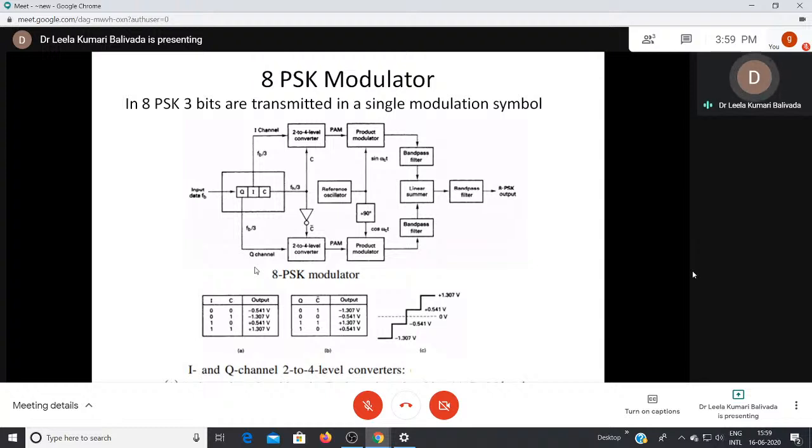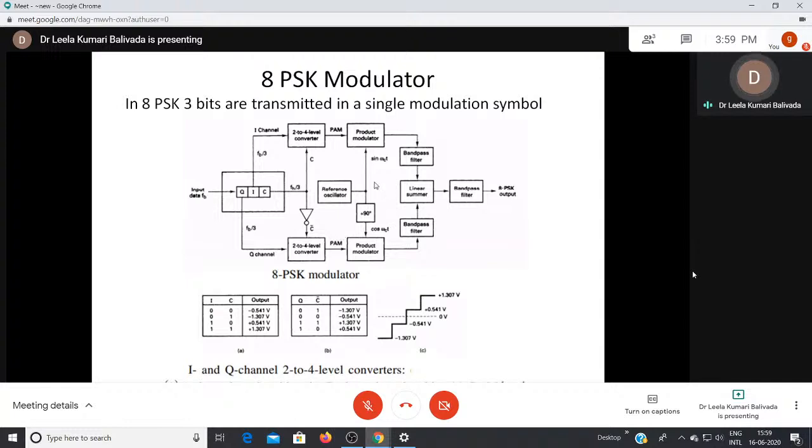So 3 bits means there exist 8 levels. These 3 bits are represented as 8 possible conditions: 0 0 0, 0 0 1, 0 1 0, 0 1 1, 1 0 0, 1 0 1, 1 1 0 and 1 1 1. Each of these conditions is represented by one phase, and the phase difference here is pi by 4. Whereas in QPSK, the phase difference between successive symbols or states is pi by 2, in 8PSK it is pi by 4, so that there exist 8 possible phases.